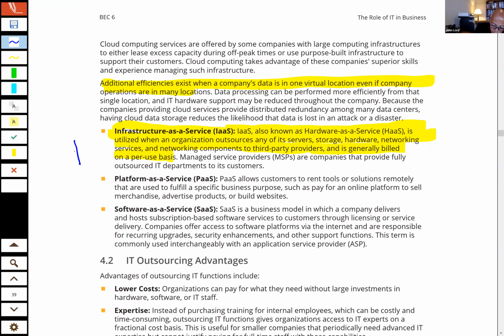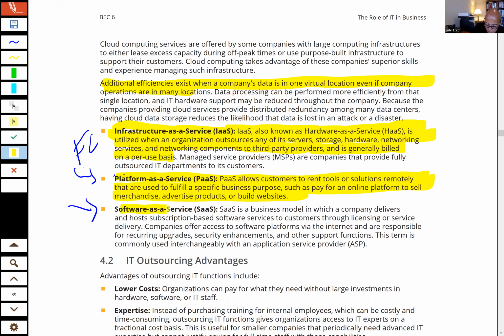Okay. Flashcard that. Platform as a service, flashcard all of these. Platform as a service, abbreviated as PaaS, allows customers to rent tools or solutions remotely that are used to fulfill a specific business purpose, such as a pay online platform to sell merchandise, advertise products, or build websites.